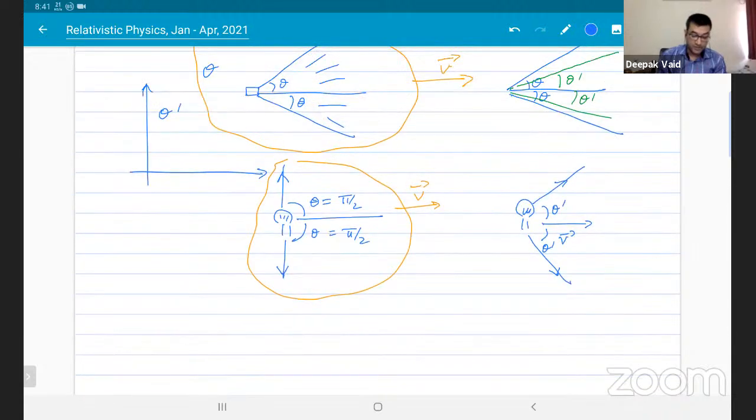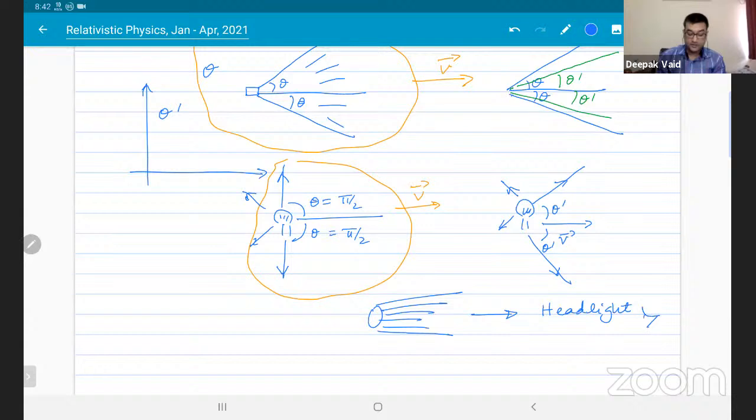Now it is not the case that there is no light emitted in the other directions. Light is still being emitted here and here, but most of the light is concentrated in this forward direction. So when you have a highly relativistic particle that is moving towards you and emitting some radiation, it appears that all the radiation is being emitted in the direction of motion. So it looks like a headlight, as seen by some observer here.